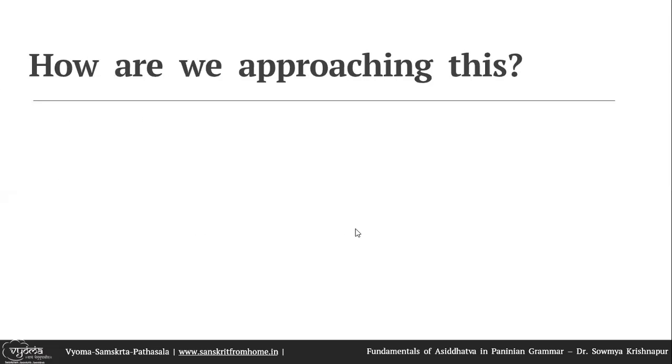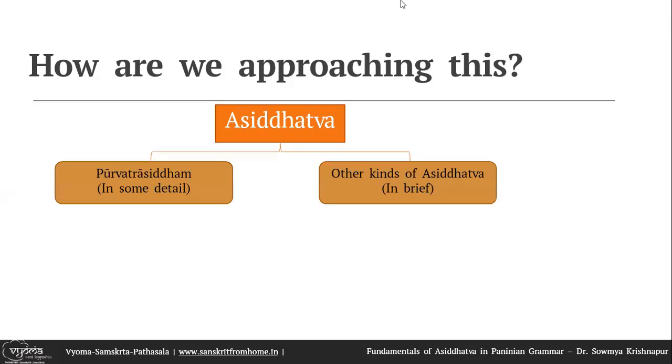How do we approach Asiddhatva in this course? There are two major parts. The first thing is Purvatra Siddham. That is the major sutra which deals with the Asiddha. So we will see Purvatra Siddham in some detail. But Purvatra Siddham is not the only sutra for Asiddhatva in Vyakarana. There are other kinds of Asiddhatva. We will see them very briefly, not in much detail, but just a basic understanding and one or two examples.